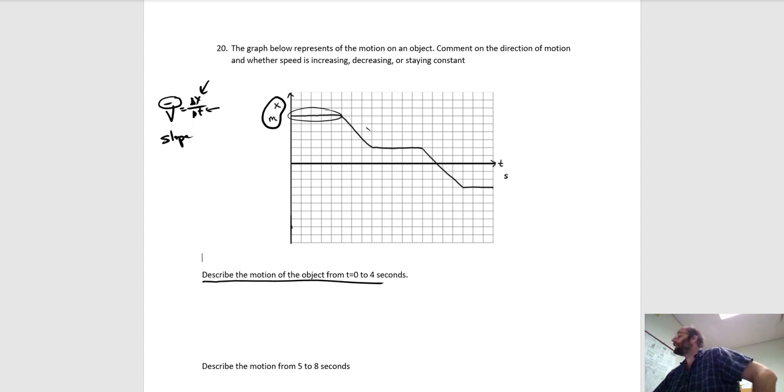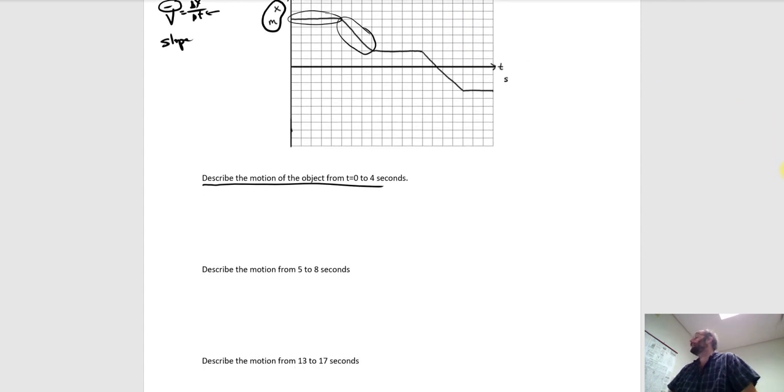Okay, 5 to 8, that's this region here, I believe. 1, 2, 3, 4, 5, yep, 6, 7, 8. So what I'm looking for here when it says describe, I'm looking for: it's starting here and then moves, give a direction, right or left, and do so assuming right is positive. And if you can give a speed, do so. And you should be able to do a speed here, because remember, your velocity is the slope of position.